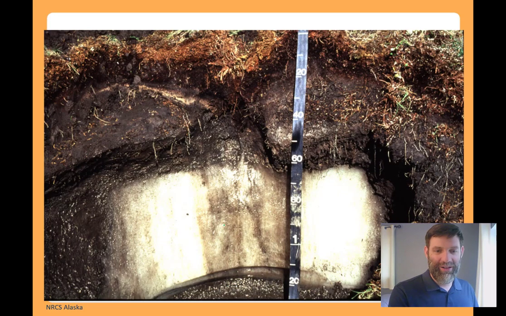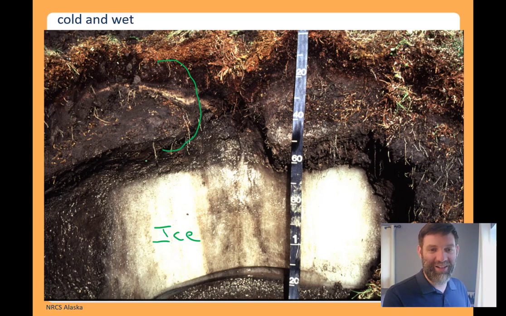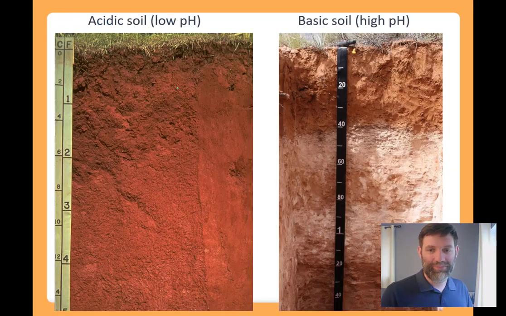This one, I'll give you a hint here. That's an ice layer. And this is from NRCS Alaska, might be a good indication. This is cold and wet, like frozen and wet. And we've got a lot of organic soil material sitting on top of this ice that is just basically in the freezer. It's frozen in place.